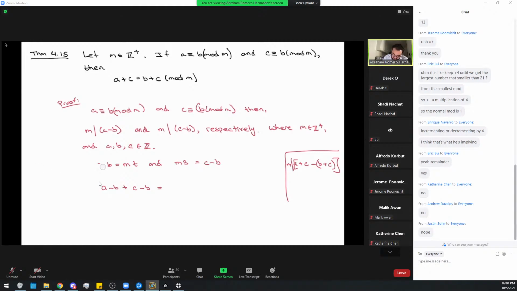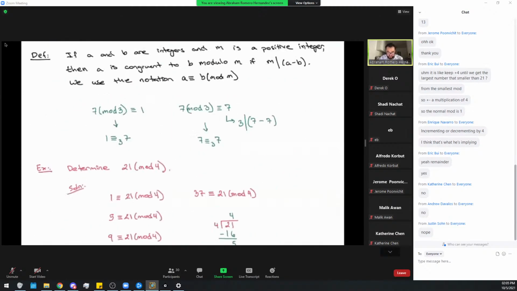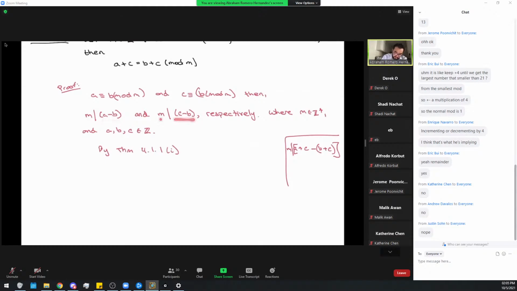Oh, wait, we already know by theorem 4.1.1 I, which is this one here: if A divides B and A divides C, then A divides B plus C. Okay, so since M divides this and M divides this, then M divides A minus B plus C minus B. But this same thing is saying M divides A plus C minus B plus B.